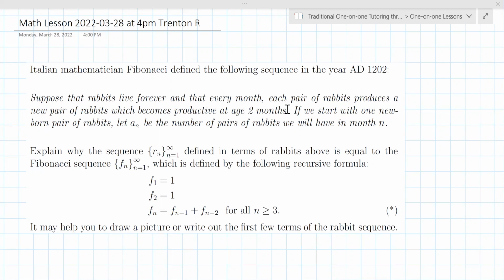Okay, so suppose that rabbits live forever and that every month each pair of rabbits produces a new pair of rabbits, which becomes productive at age 2 months. If we start with one newborn pair of rabbits, let a_n be the number of pairs of rabbits we'll have in month n. Okay. A little weird.